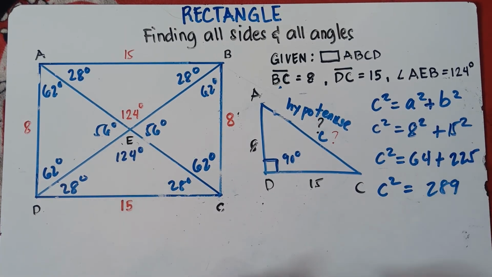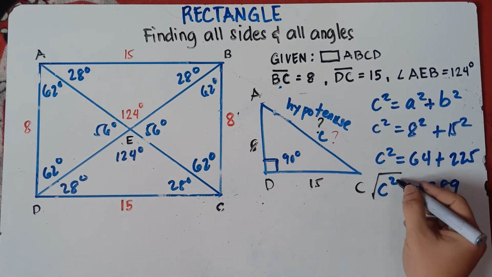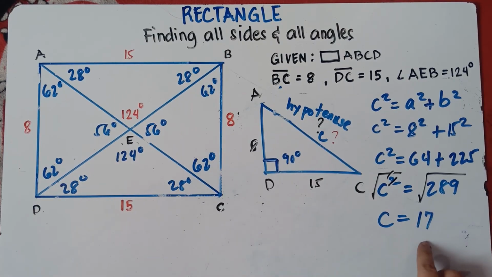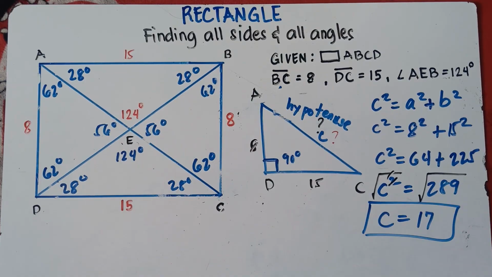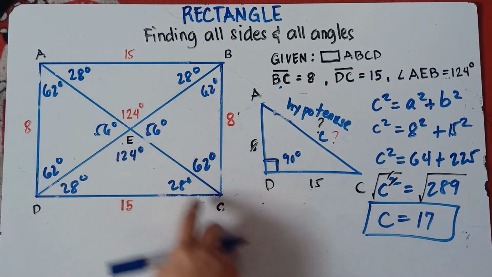Alright, to get the value of C, you extract the square root of both sides so that you can cancel this exponent 2. And the answer is the square root of 289, that's 17. Because 17 times 17 is 289. Alright, that's the value of the diagonal. So this AC would be 17.